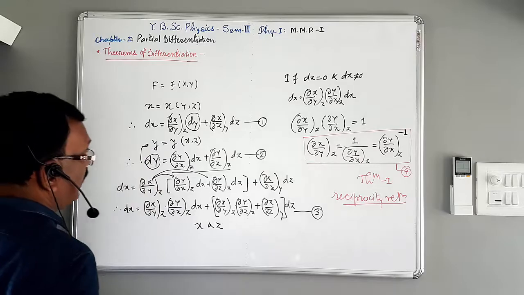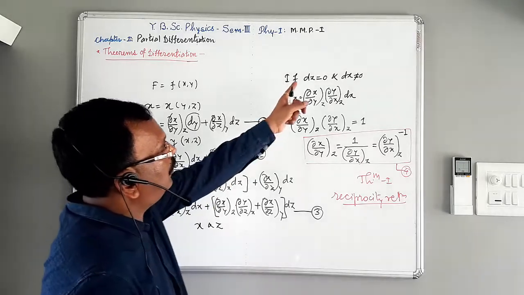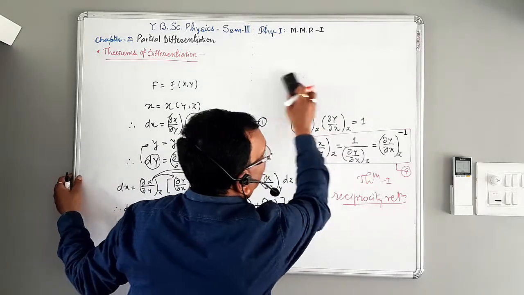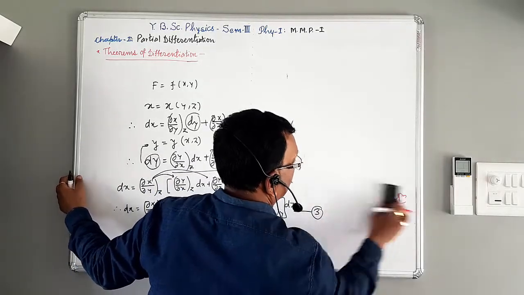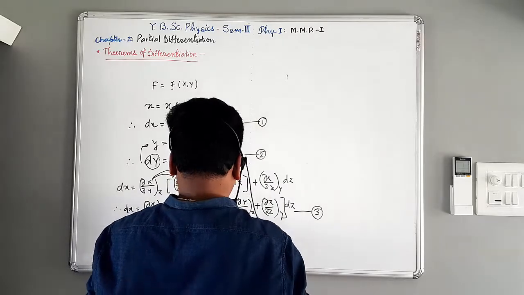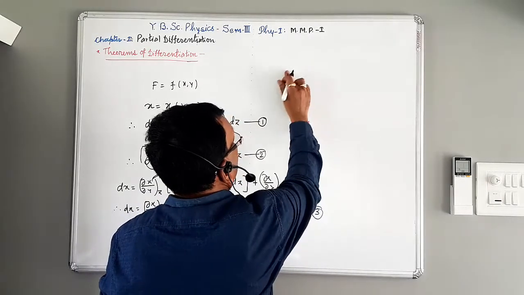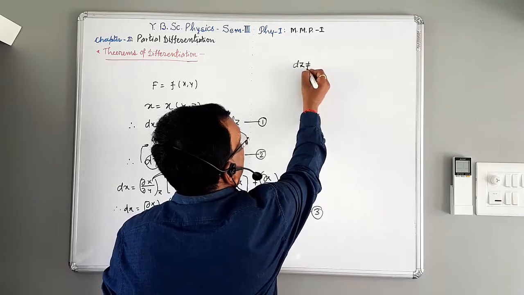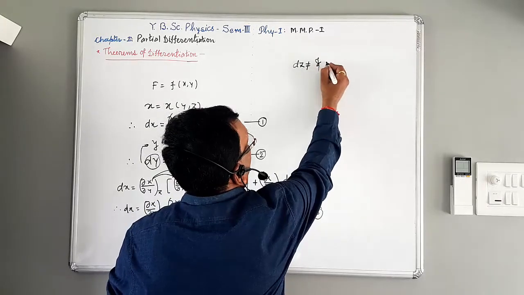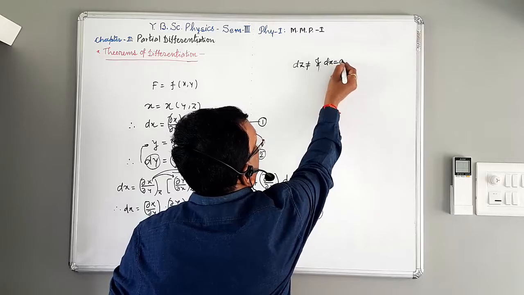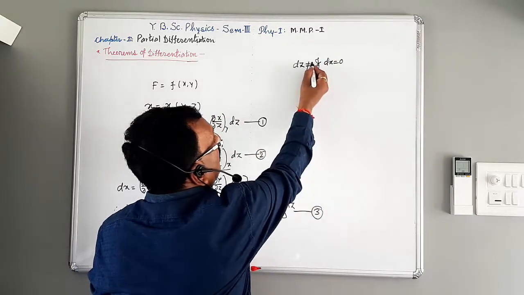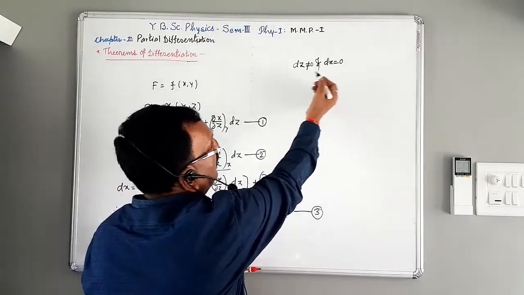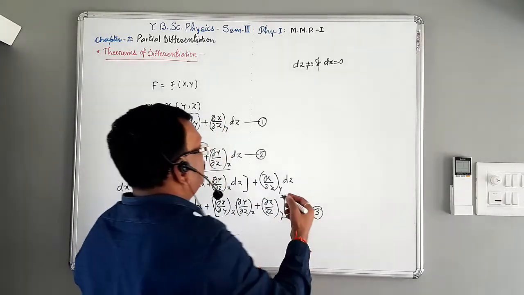For this second theorem, alternately again we have to make the interchange between these two. That is, the alternate case, dz is not equal to 0 and dx is equal to 0. In the first case, dz is equal to 0 and dx is not equal to 0.